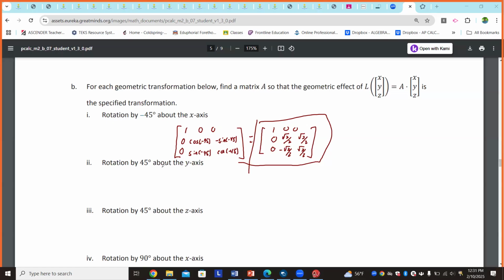All right, so this one's a rotation of 45 degrees about the y-axis. So let's start with the y-axis. I don't want the y-axis to move. So which row deals with the y-axis? The middle. Okay, so that's going to be 0, 1, 0 in the middle. But just like the middle row deals with the y-axis, the middle column deals with the y-axis. So I'm also going to have a 0, 1, 0 there as well.